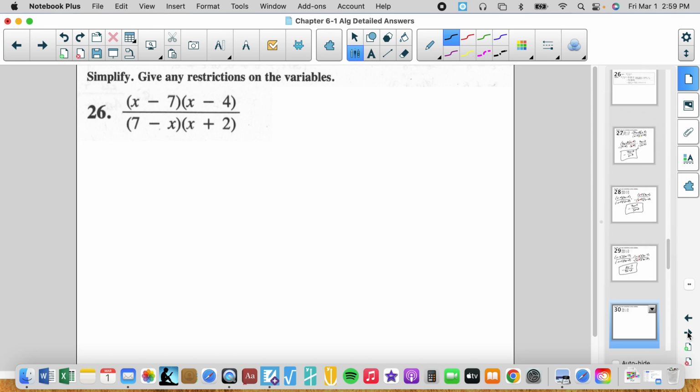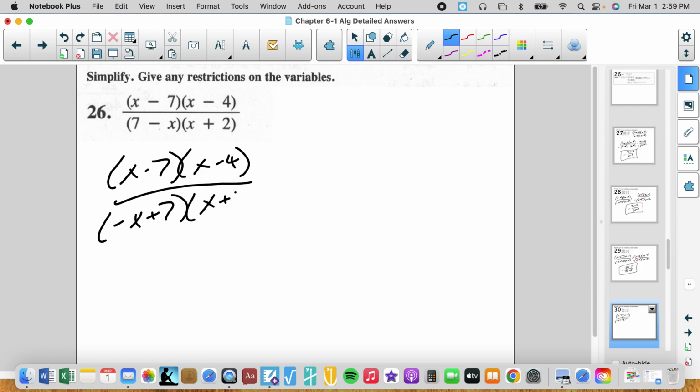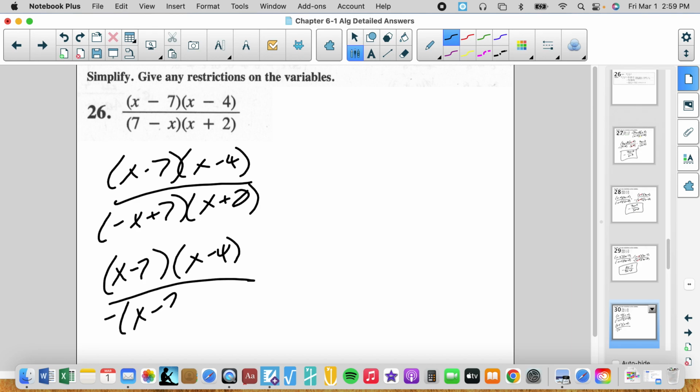Okay, we're keeping it going. X minus 7, x minus 4, negative x plus 7, x plus 2. Factor out the negative, x minus 7, x plus 2. These cancel. You're left with the opposite of x minus 4 over x plus 2.